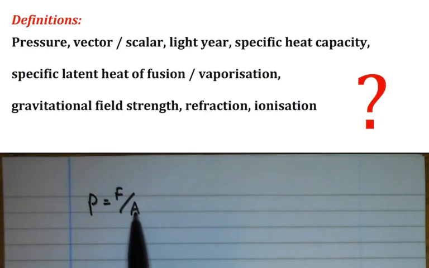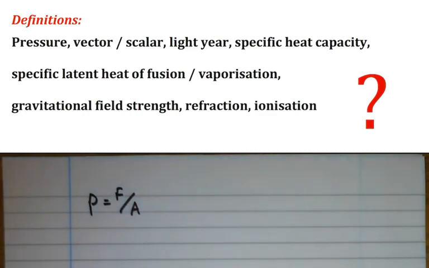Now you could use that if you were asked what the definition of pressure is. Then of course that's the force, and of course we know that that's in newtons divided by the area, which is in square meters. So you could just say it's the pressure is the force per square meter, or you could say it's the force per unit area.